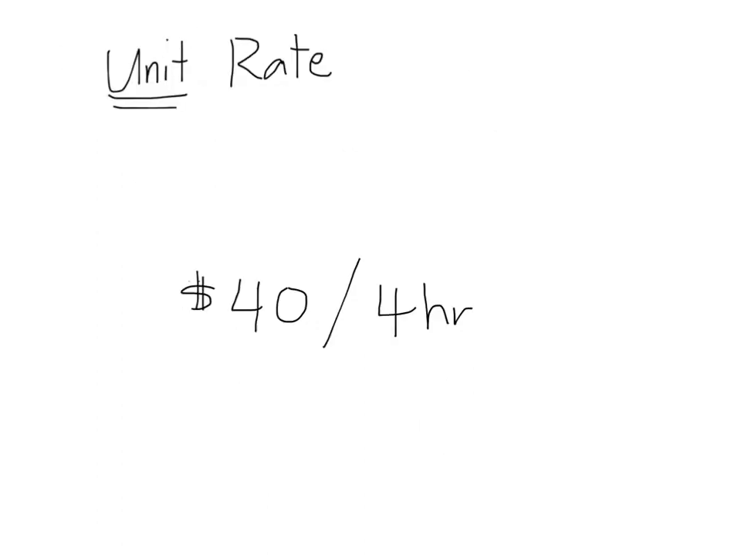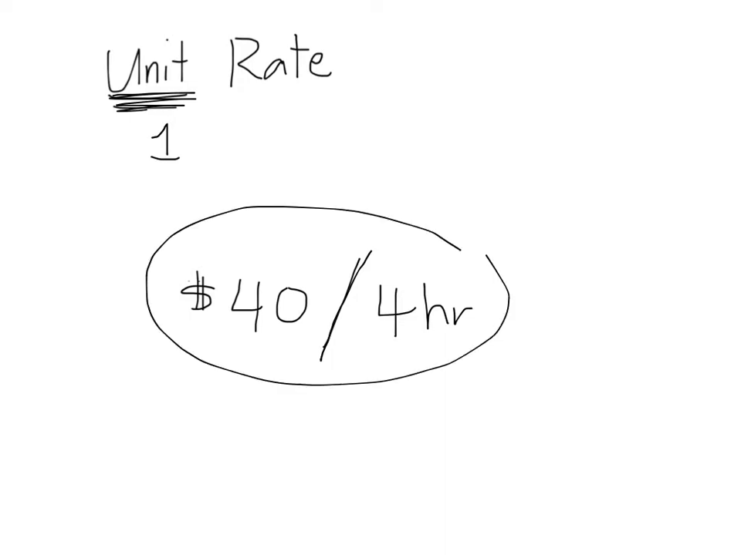So let's say I tell you that the rate at which somebody's getting paid is $40 for every 4 hours. So $40 per 4 hours. That would not be the unit rate because unit means one, okay? That means the rate for one. How would you calculate how much this person's getting paid in 1 hour? If they get $40 in 4 hours, what would you do to calculate how much they got paid in 1 hour?